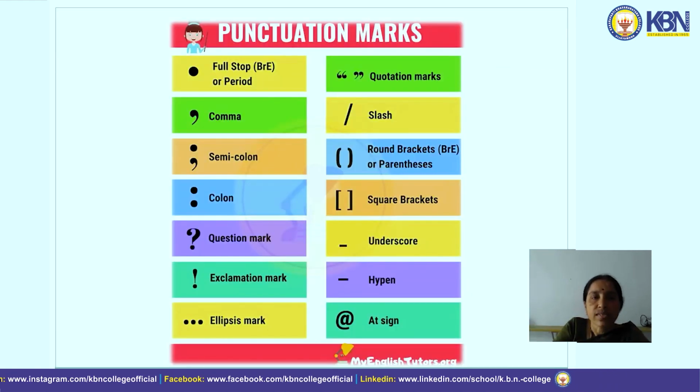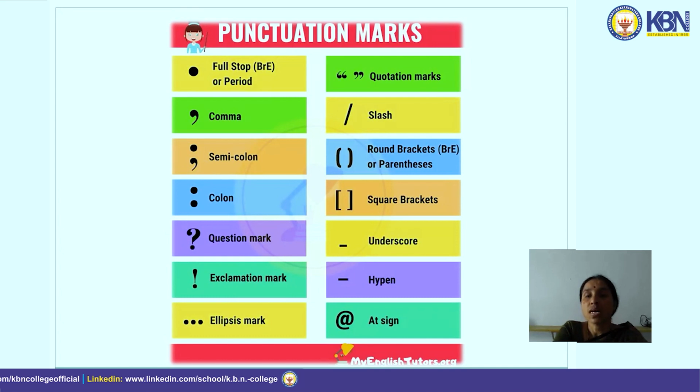Now in English we basically have 14 forms of punctuation marks, and they are the full stop, comma, semicolon, colon, question mark, exclamation mark, ellipsis, quotation marks, slash, round brackets or parenthesis, square brackets, underscore, hyphen and @ sign.